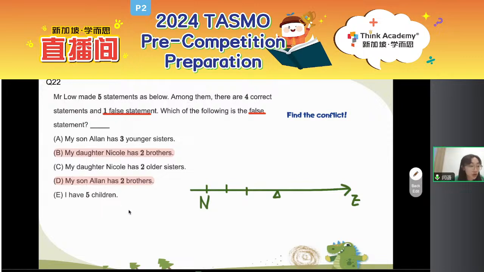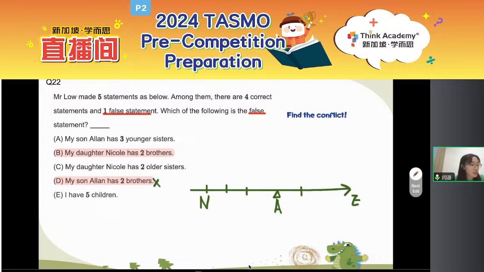So here, in total, there are 5 children, and we already know that Nicole is the youngest one. So now look, can I say that my son Alan has 2 brothers? Alan is already here. I use the triangle to represent him. Are there really 2 brothers? No. So how many brothers are there? Only 1, right? So here, according to the conflict, we can find that D is the wrong one.